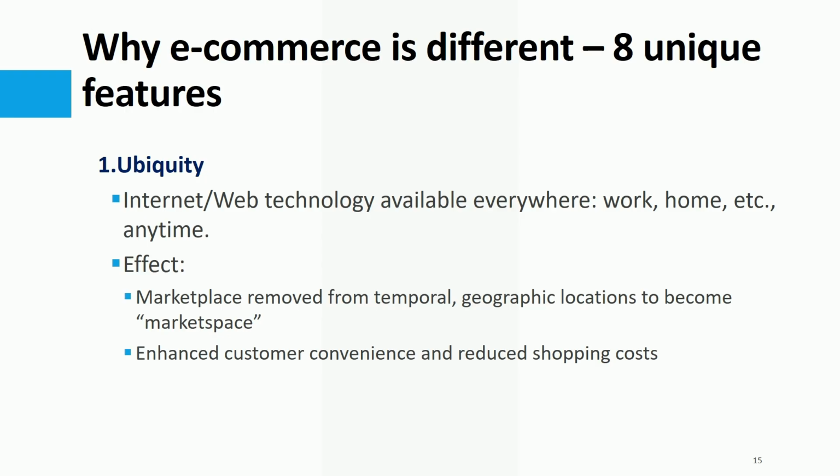So now we will discuss why e-commerce is different by looking into its eight unique features. The first one is called ubiquity, and the second one is global reach, then universal standard. We will look into them one by one. But first, we have ubiquity. Ubiquity is a special term about the commercial benefits.